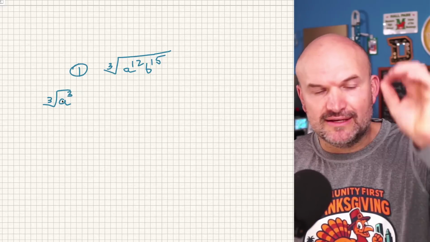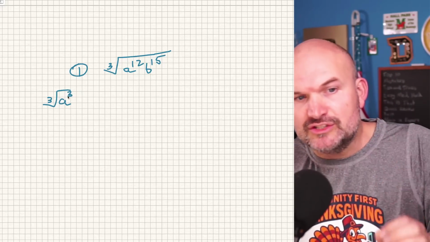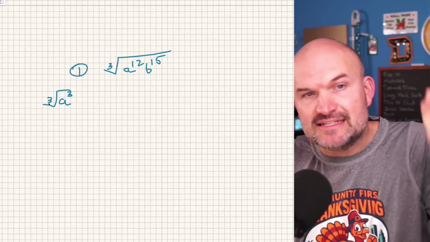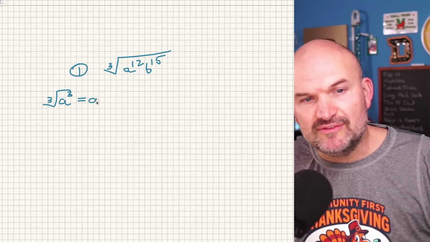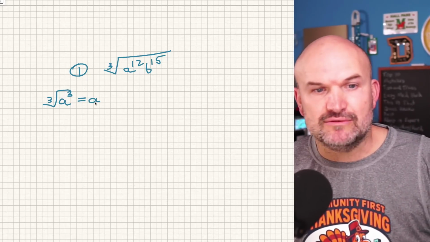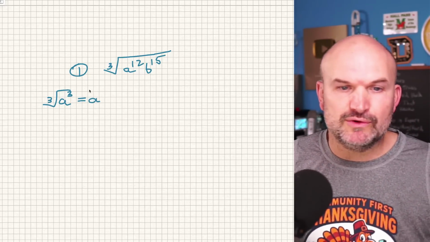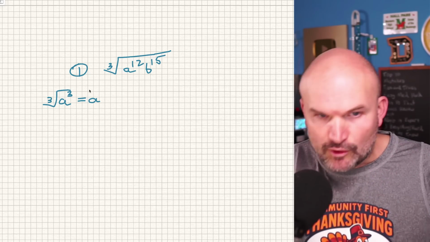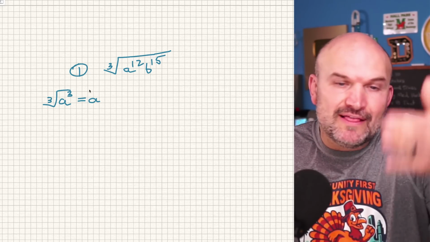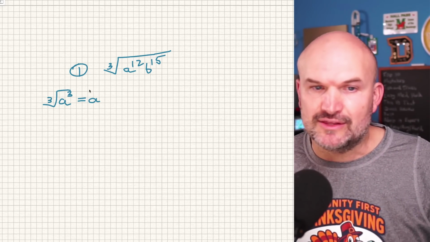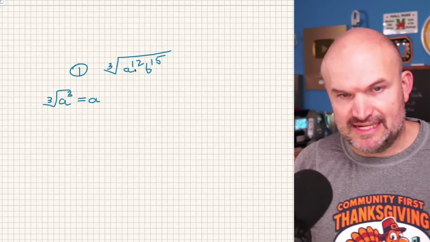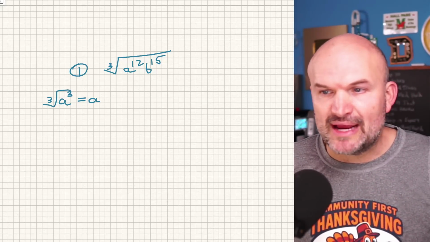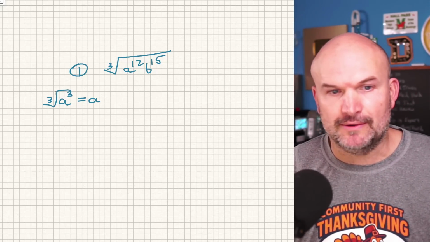If I can get my variable to the same power as my index, then I know that can simplify down to just that base, which would be a. So if it's the square root, I'm looking for something to the second power. If it's the fourth root, I'm looking for something to the fourth power. Then I can simplify it and take it outside of the radical. Now, obviously, you can see that in this example, we have something to the 12th and the 15th power.